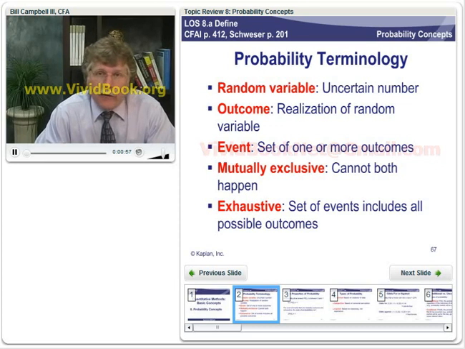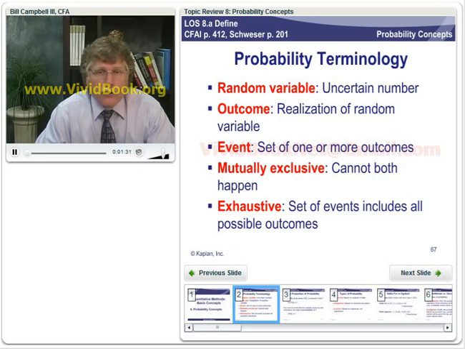An event is a set of one or more outcomes. So rolling a die, getting a 1 would be an event. Getting a 3 would be an event. Getting an odd number, that's 3 possible outcomes, 1 or 3 or 5. That would be an event. Getting a number greater than 2, that would be a 3, 4, 5, or 6. That would be an event. Any one or more possible outcomes put together, we call that an event.